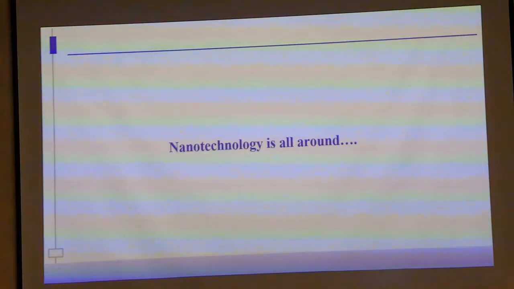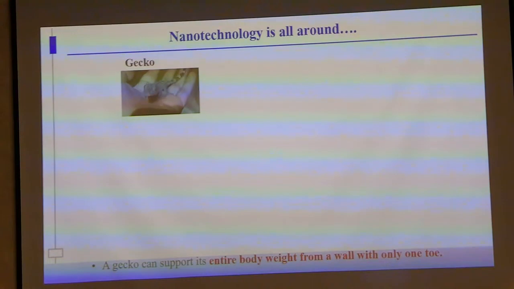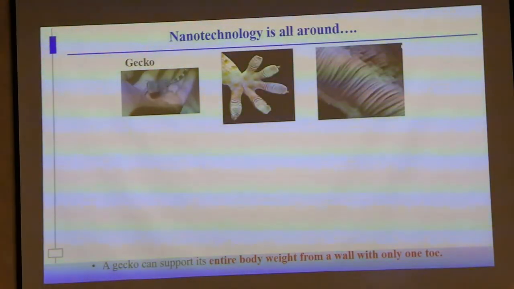And nanotechnology is all around in nature. If you look around, you will see nanotechnology everywhere. The first example here is a gecko. Simply, we see a house gecko, right? Sometimes. What is special about this one? It can walk on the roof or walk anywhere.